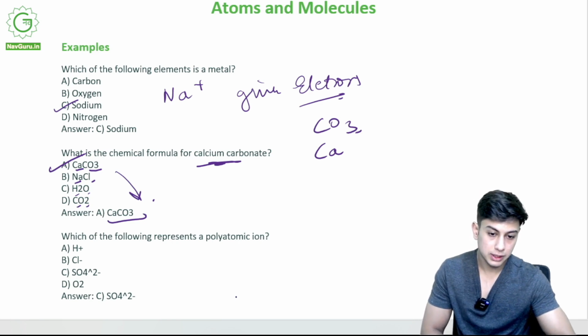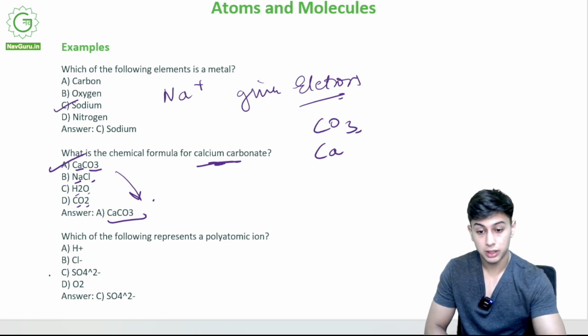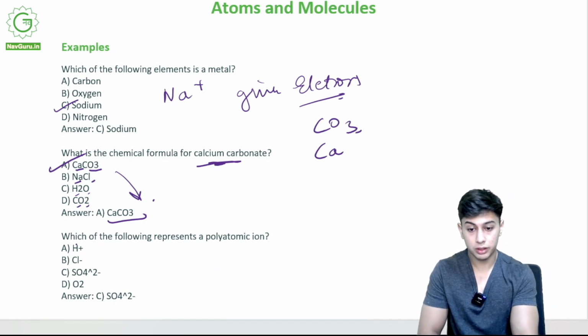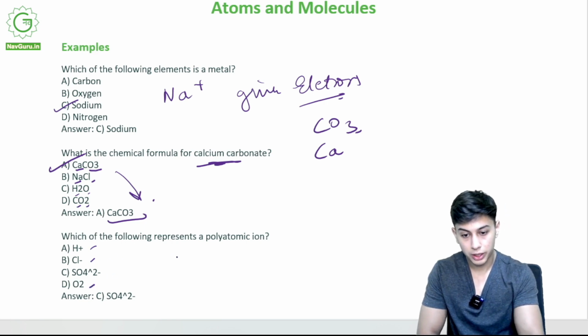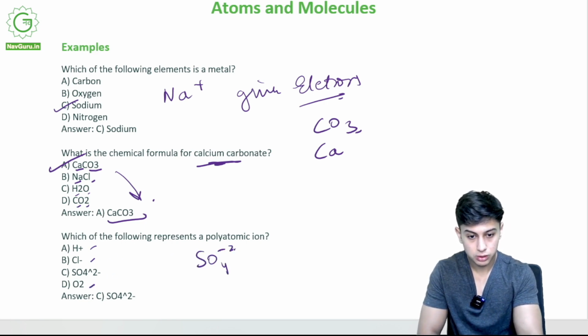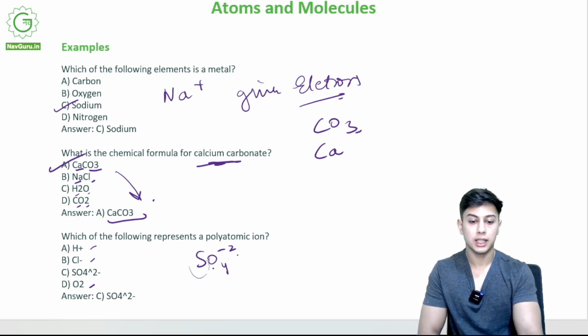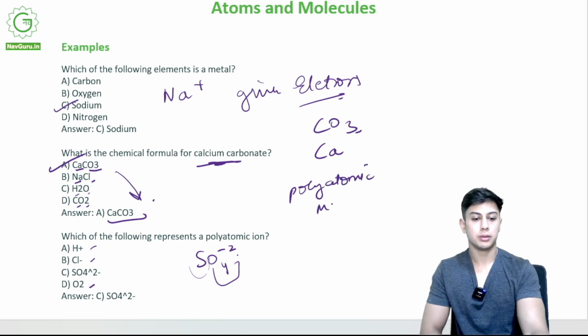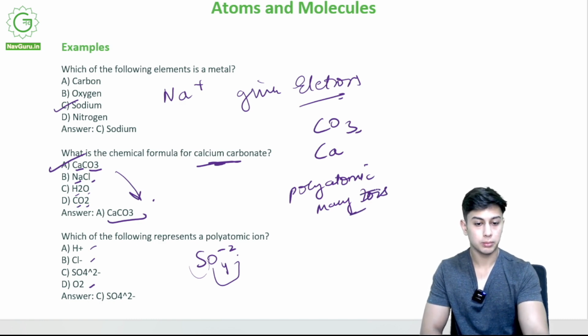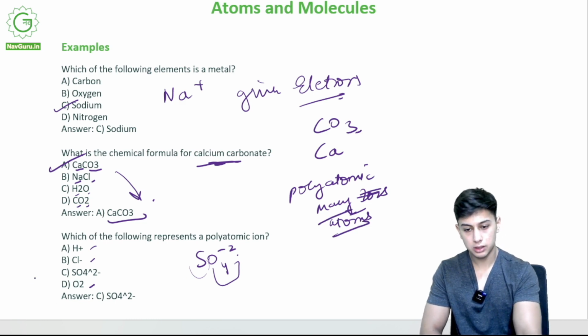Which of the following represents a polyatomic ion? What do I mean by polyatomic? Many atoms of different elements. Okay, so over here, this is monoatomic, diatomic. Where can I see polyatomic? This is SO4 minus 2. S exists, oxygen exists, polyatomic. Many atoms forming an ion.